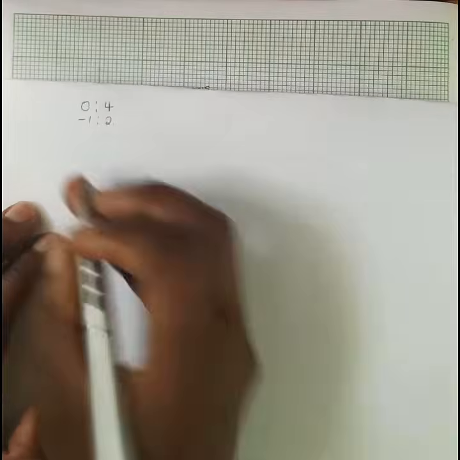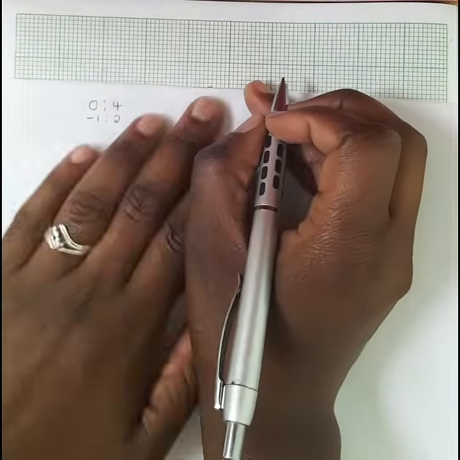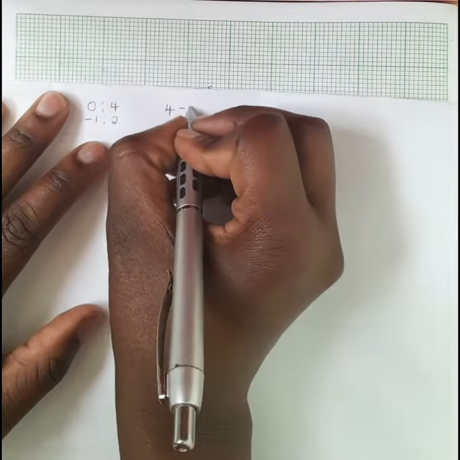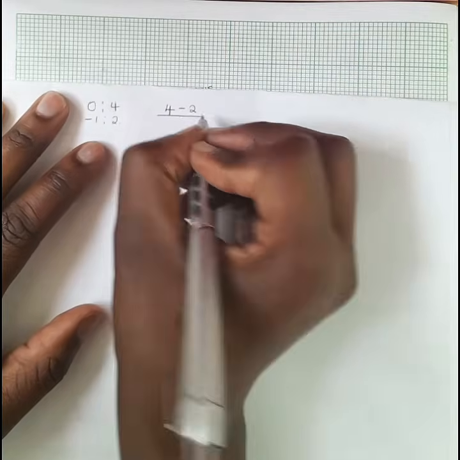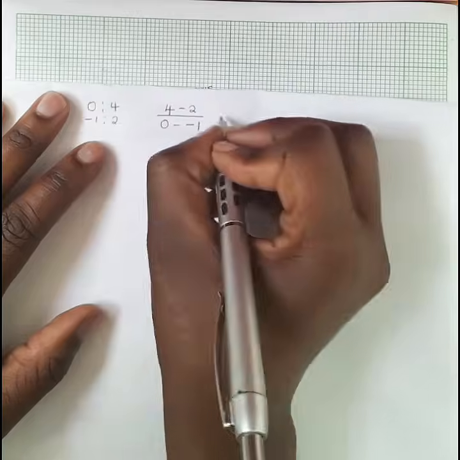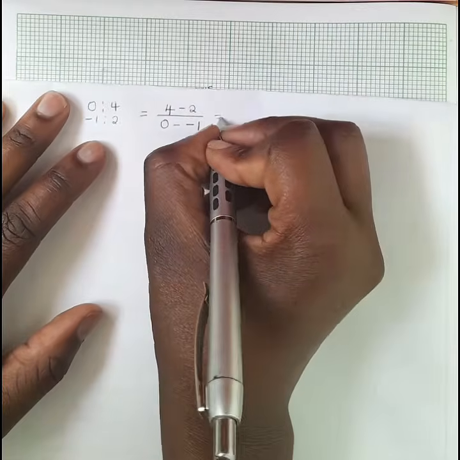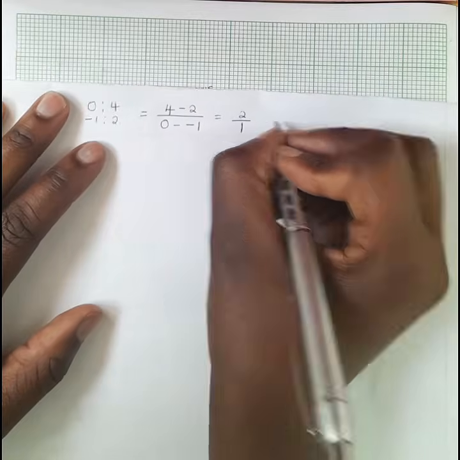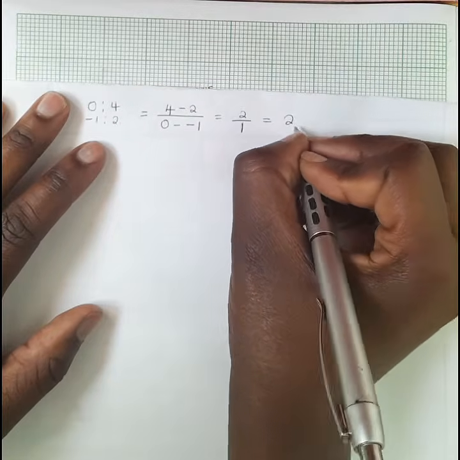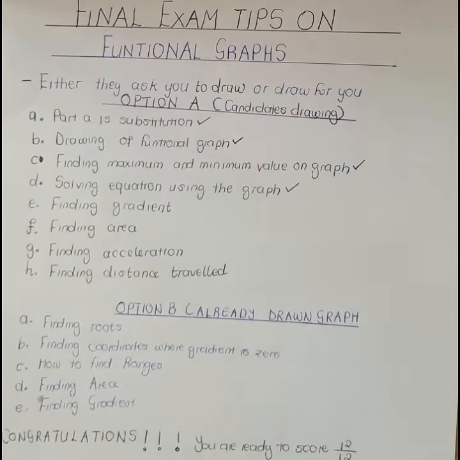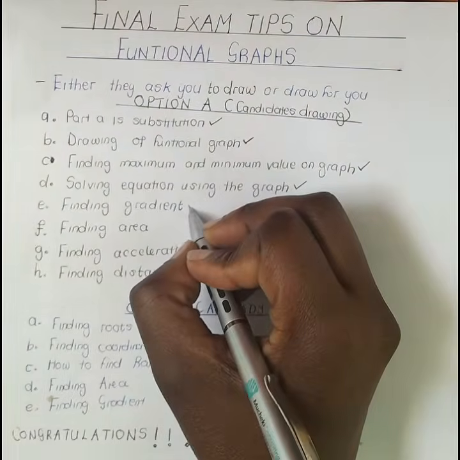Then we say gradient is change in y over change in x. So it is 4 minus 2 over 0 minus minus 1. 4 minus 2, we get 2, divided by 0 minus minus 1, which is 1. So it means that the gradient here is 2. We are done on how to find the gradient.